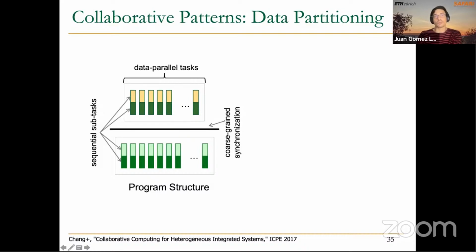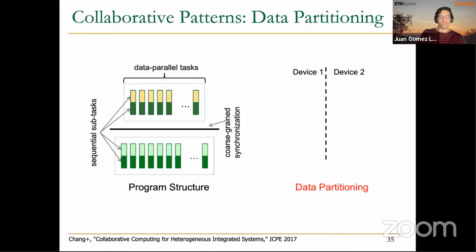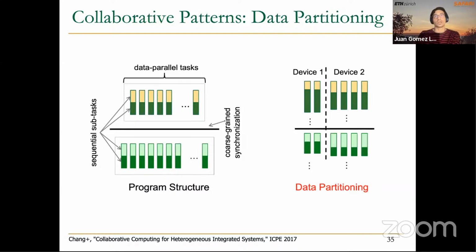So one way of exploiting parallelism and heterogeneity here is simply using data partitioning, which means that we are going to assign, assuming that we have two different devices, device 1 and device 2, for example, a CPU and a GPU, or a CPU and an FPGA, some of the data parallel tasks to one device, the other part to the other device. Then we will synchronize, and we will continue doing the same for the rest of the execution for the next kernels, right?